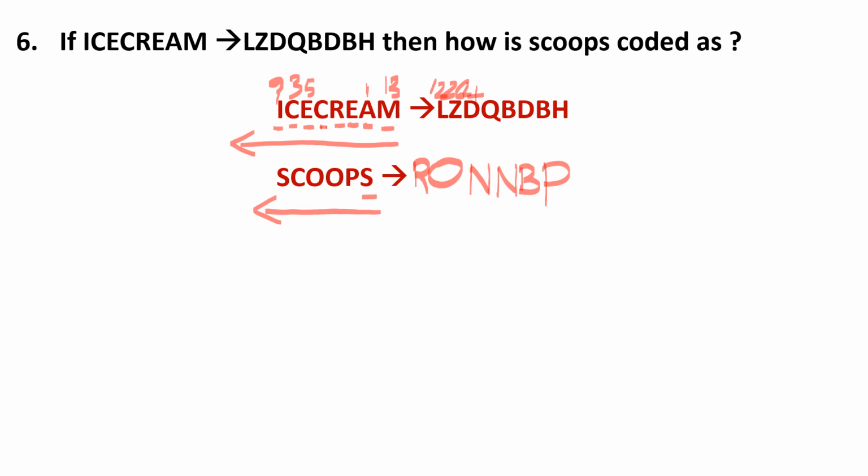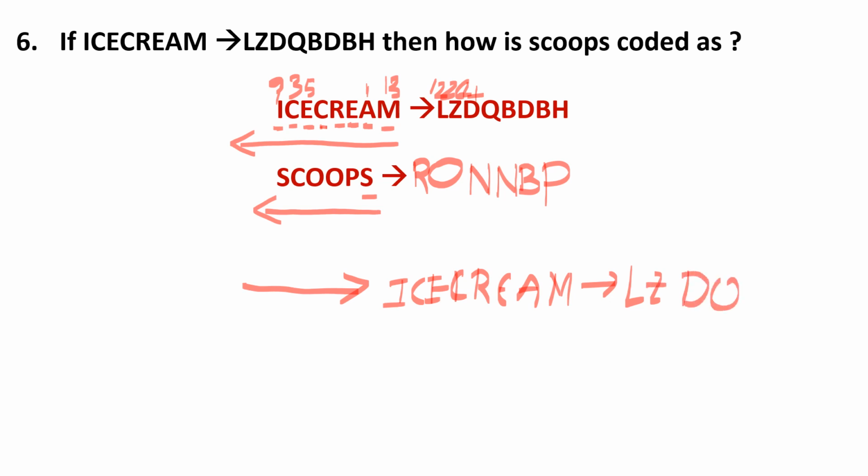RONNBP is the answer. So in this question, if we are going from the left hand side, we are not getting the code. If I go like this, ICECREAM, ice cream is coded as LZDQBDBH. See here it is 9, it is 12.